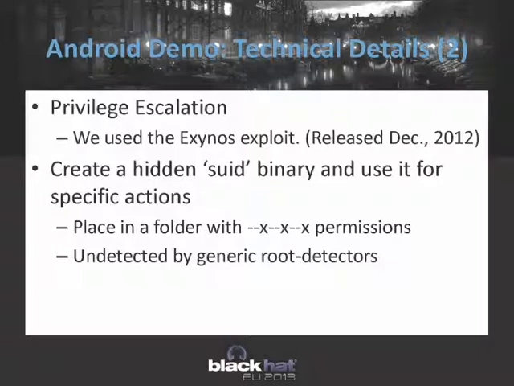Now, we put the SUID binary in a folder with only execute permissions without read or write. This means that it only allows access to files from the folder and not to see what files are listed in the folder. This allows it to be undetected by most of the generic rooting detection mechanisms available on Android, and it allows us to basically bypass the detection mechanism.